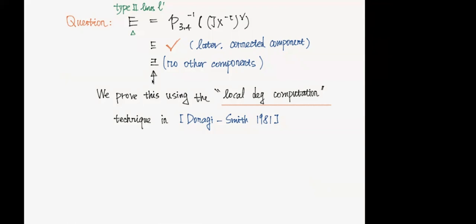Then to prove Theorem 2, the difficult part is to show that this E is a whole component, with no other components. Just to give some idea of the proof, this is the key point. What we do with Yano is use some local degree computation, an idea contained in the paper by Donagi and Smith, to prove that there will be no other components. Then essentially we are done.